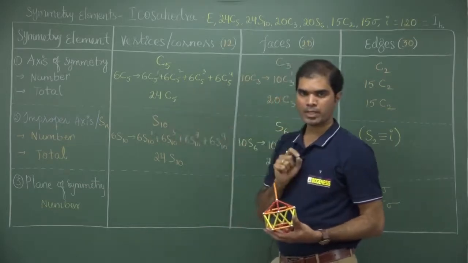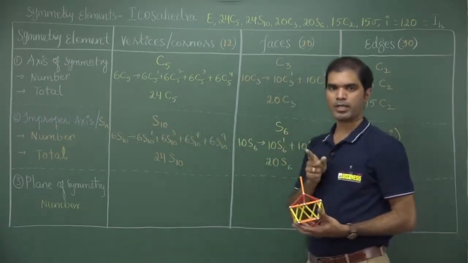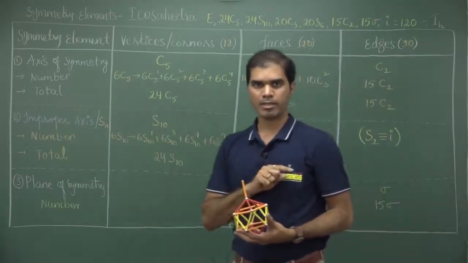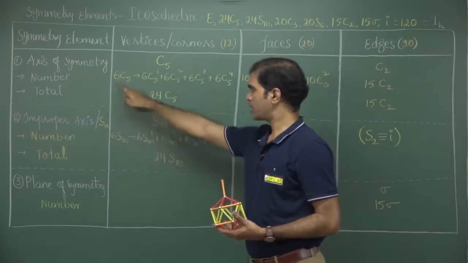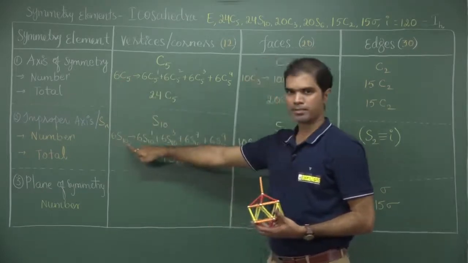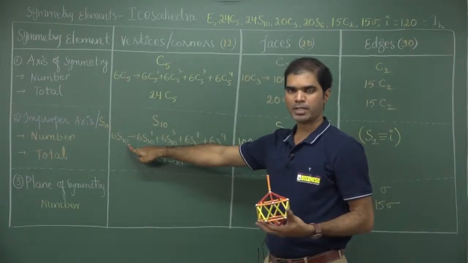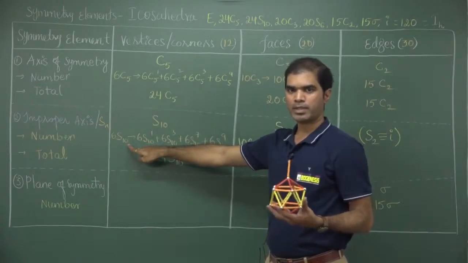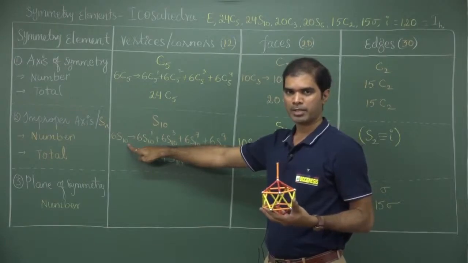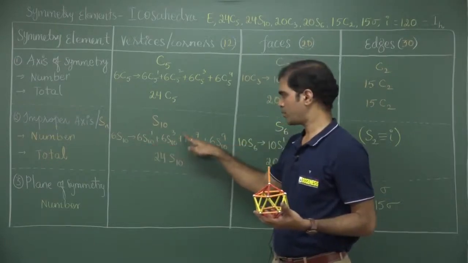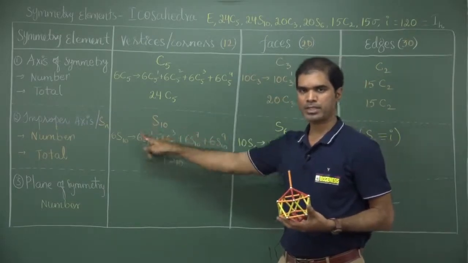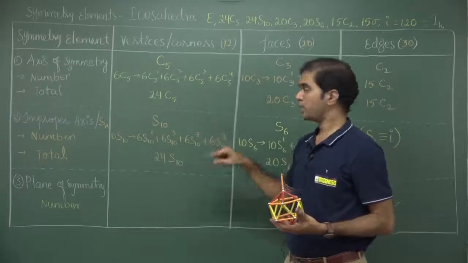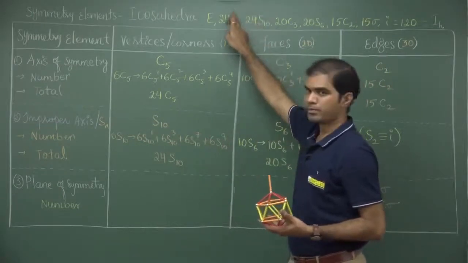Now, wherever a C5 is passed, collinear to the C5 will be an S10. How many C5s are possible? The same number of S10s are also possible. 6 C5s, therefore 6 S10s. Each S10 will generate S10 1, 3, 5, 7 and 9. But S10 5 is just a repetitive element. It is like an inversion. Therefore, we do not take S10 5. We only take S10 1, 3, 7 and 9. That makes 6 into 4, 24 S10. These 24 S10 are collinear to the C5.